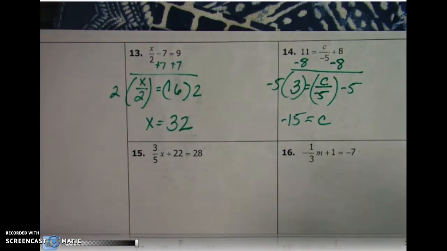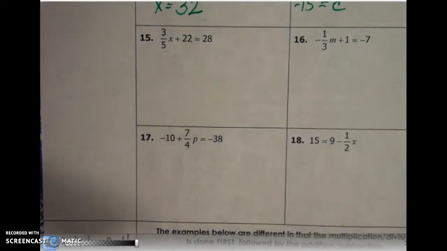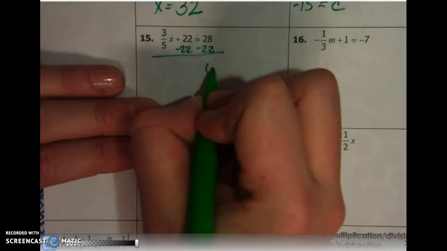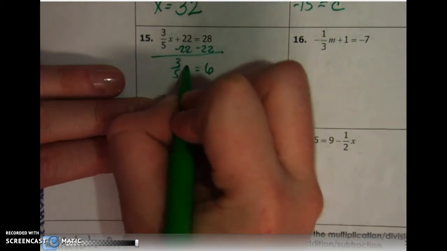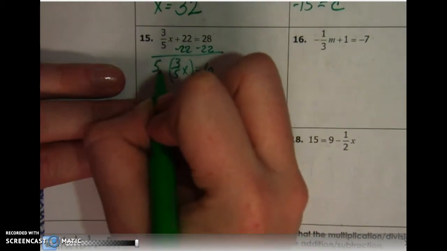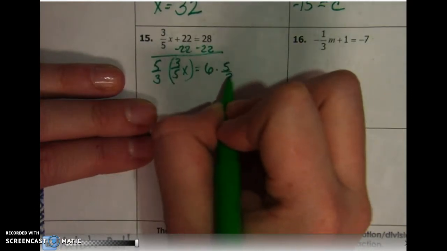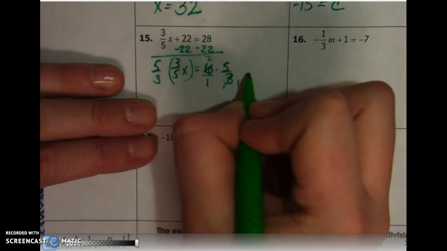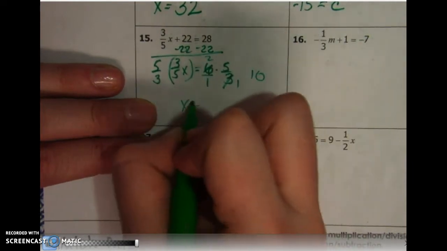Can you guys try 15 and 16? And if you're ready, you can try up to 18. So here I'm going to subtract by 22. Okay, so I get 6 equals 3/5 x times by the reciprocal. I'm going to cancel. That's 1. That's 1 down here, 2. And I'm going to get 10.